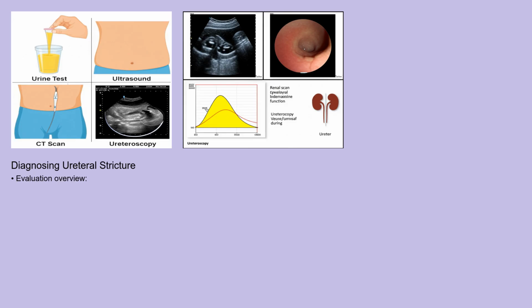An intravenous pyelogram, or IVP, involves injecting a contrast dye into a vein and taking X-rays to visualize the urinary tract. A retrograde pyelogram involves injecting dye directly into the ureter through a cystoscope. CT scans and MRI scans can provide more detailed images of the ureter and surrounding structures. A renal scan can assess kidney function. Ureteroscopy, using a small camera inserted into the ureter, allows direct visualization of the stricture.